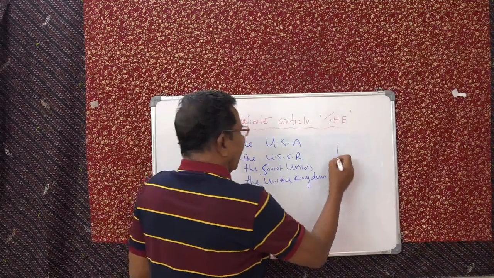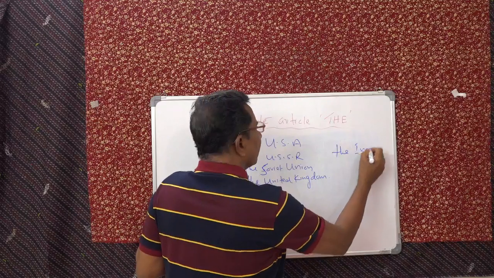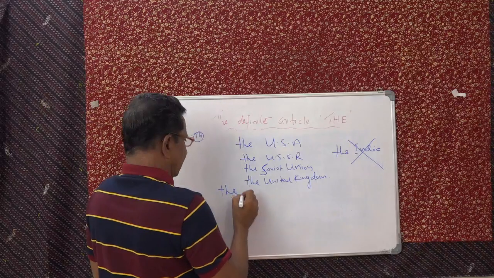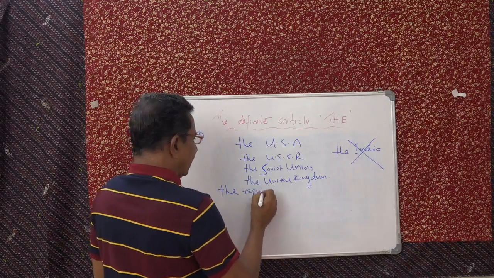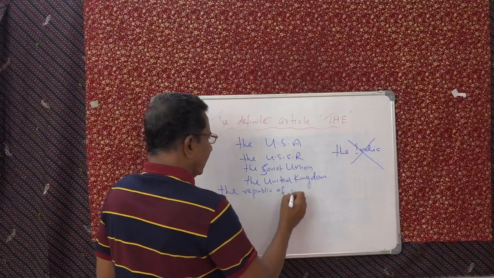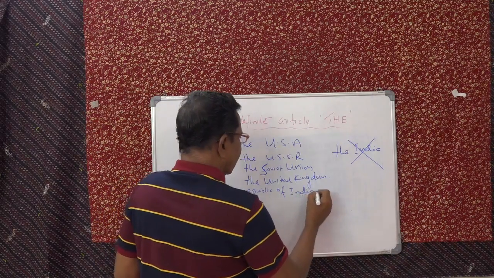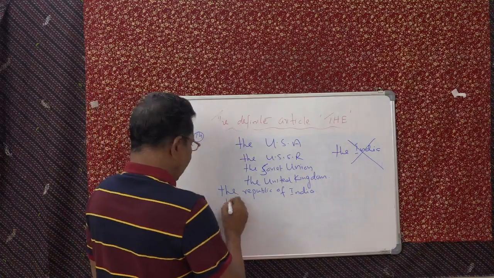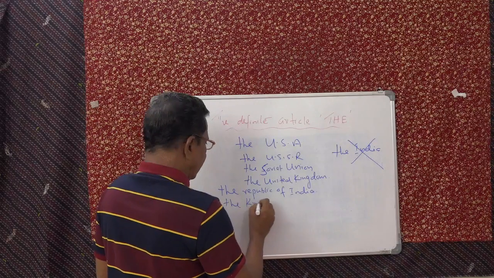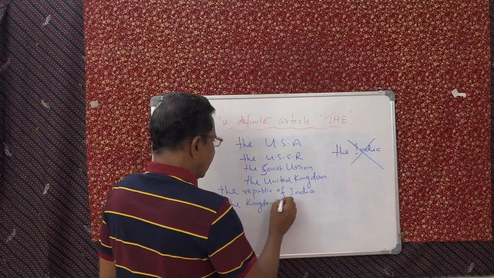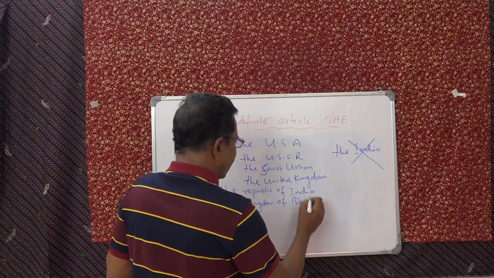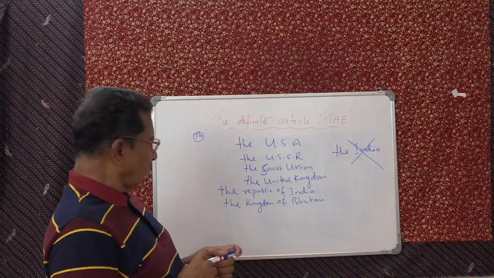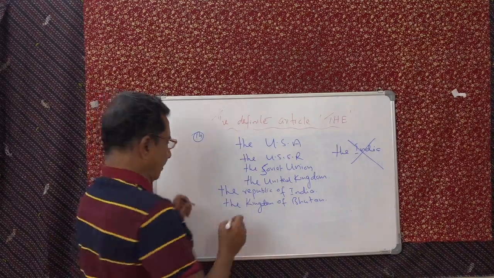Or when you say specifying, you don't say the India. We don't say the India. This is not allowed. But the Republic of India is okay. The Republic of India. You can write it. The Republic of India. Understand? The Kingdom of Bhutan. The Kingdom. Few words like this. Kingdom of Bhutan. See that? The Republic of India. The Republic of China. You can say.